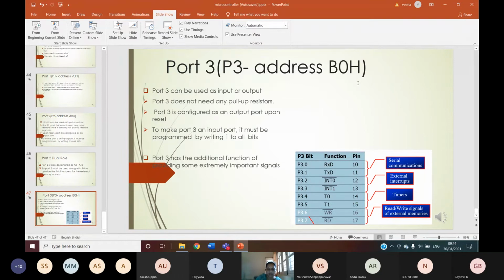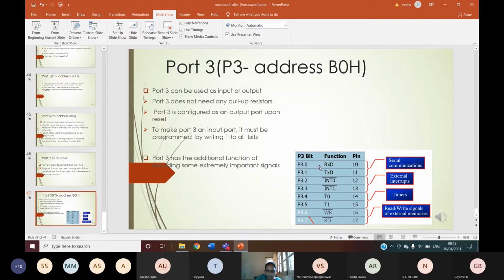Port 0 is 80, port 1 is 90, port 2 is A0, and port 3 has the address of B0. Port 3 is the same as other ports: it is bit addressable or byte addressable. I can access an individual bit by giving the name of the port, dot, and the bit I am accessing. P3.0 is bit 0 of port 3, P3.1 is bit 1 of port 3. So each bit can be individually accessed.